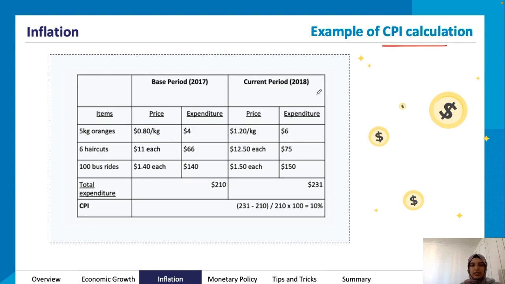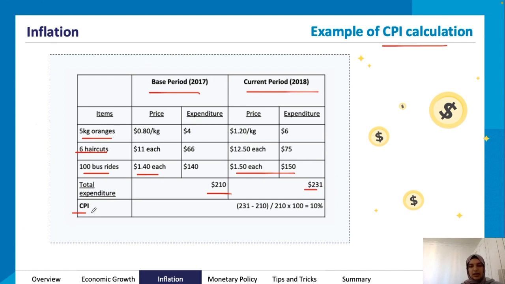So here's an example of a CPI calculation. So base period 2017 and our current period, which is 2018. So previous, current, right? Think back to the formula. So we've got 5 kilos of oranges at 80 cents, and then expenditure $4, and then let's say 120 and expenditure $6. 6 haircuts at $11, and then it goes up by $1.50, and 100 bus rides at $1.40, and then we've got them at $1.50. Okay, so it goes up by 10 cents. So total expenditure adds up to 210, and over here adds up to 231.